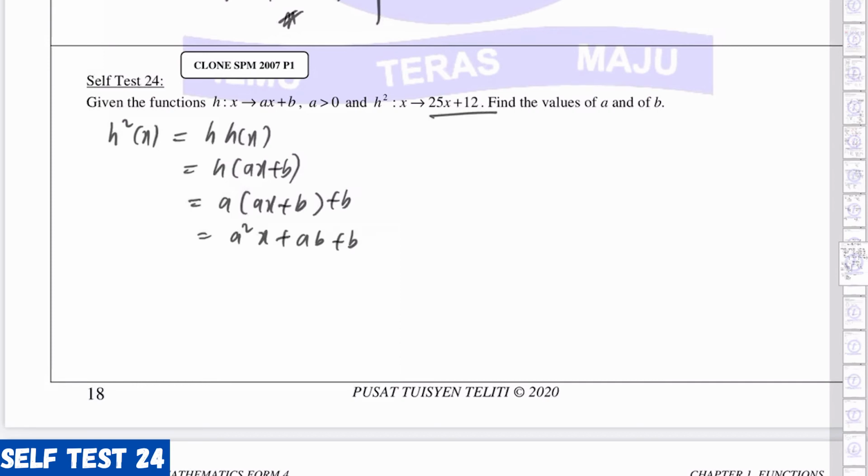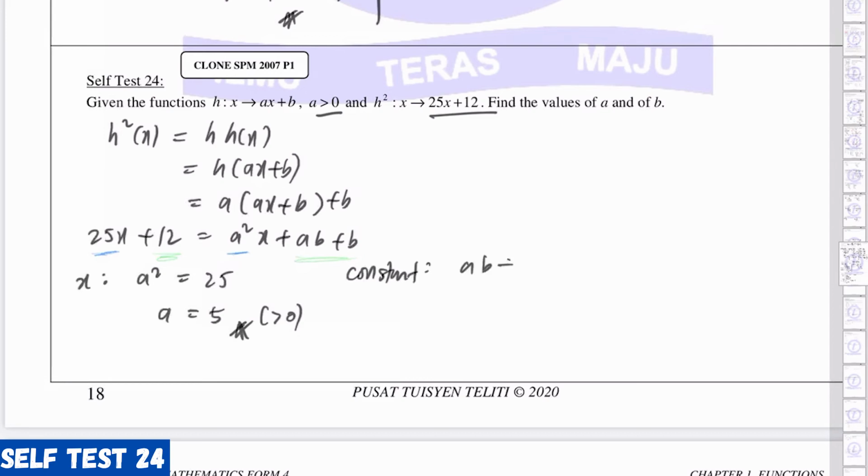My h(h(x)) is given as 25x plus 12, and again I need to compare. So when you compare coefficient of x with coefficient of x, and maybe constant with constant, right? In this case, my coefficient of x is a squared, and a squared is 25. Again, a is more than 0, so you take a equals 5. Yeah, maybe I put a note here, more than 0. As for constant, you have ab plus b, and it's now 12. 5b plus b is 12. 6b is 12. b is 2. Okay, it's not difficult.